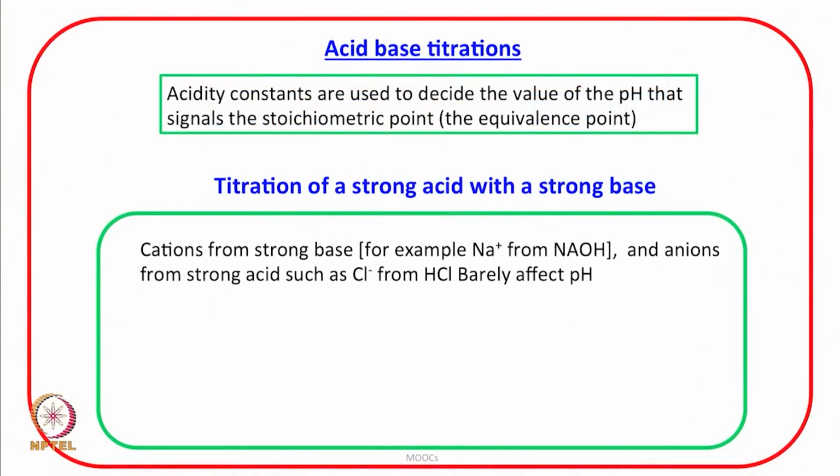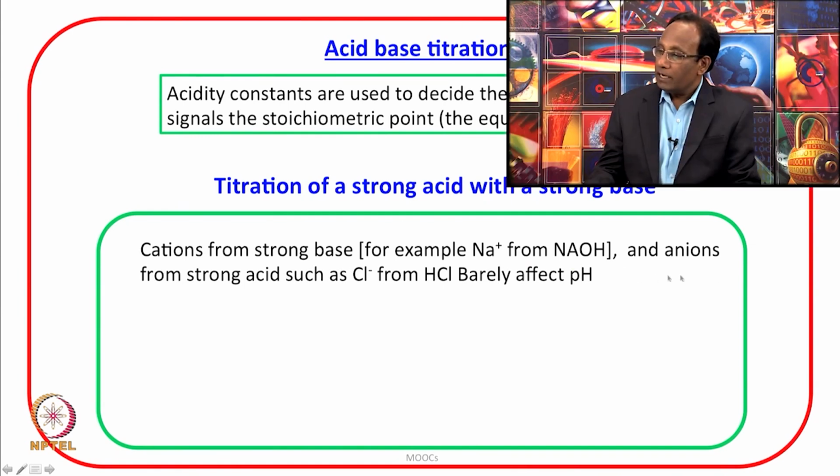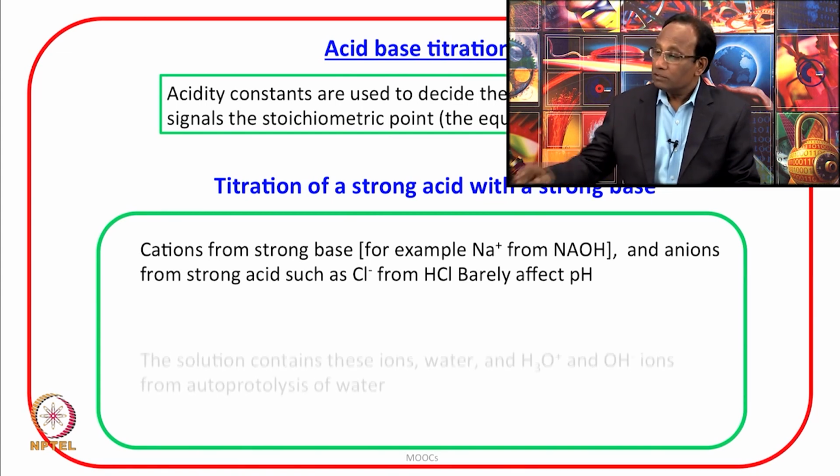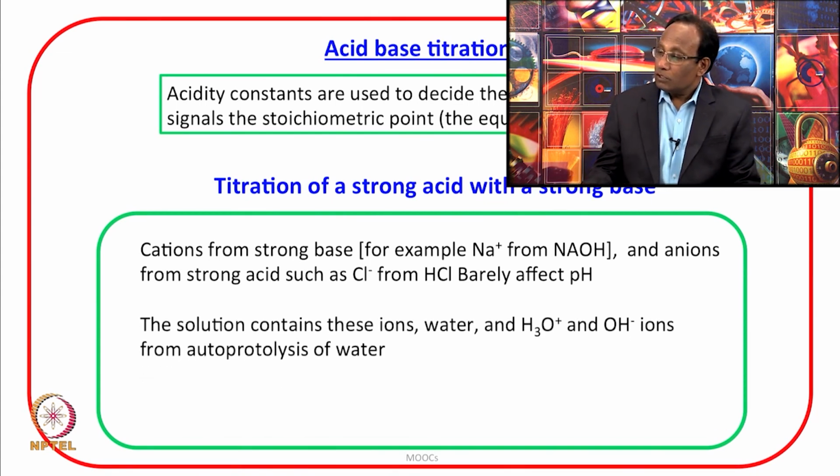And let us take a look at the slides. Cations from a strong base, for example, sodium ions from sodium hydroxide, and anions from a strong acid, for example, chloride ions from HCl, barely affect pH. Then the solution contains these ions. What are these ions? Sodium ions, chloride ions, water, H3O+ and OH- ions from autoprotolysis of water.